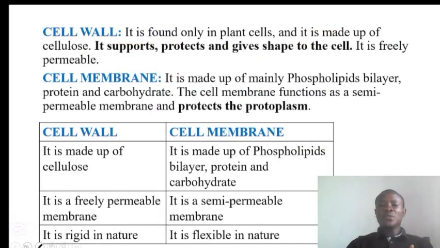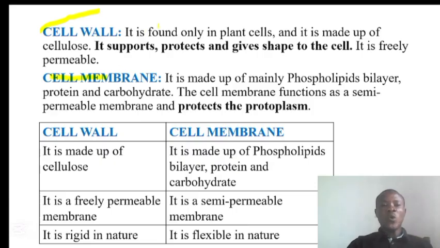Now let's talk about the components of the structure of a plant cell. We are going to discuss the non-organelles first. That is the cell wall and the cell membrane. As we said, the cell wall and cell membrane are not organelles. We are going to start from there before we talk about the organelles.